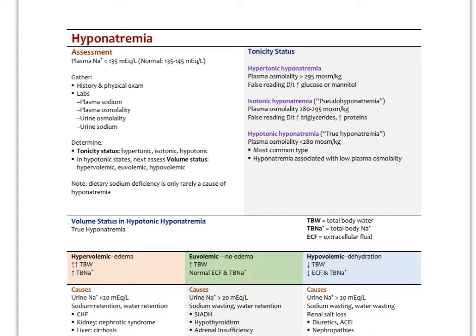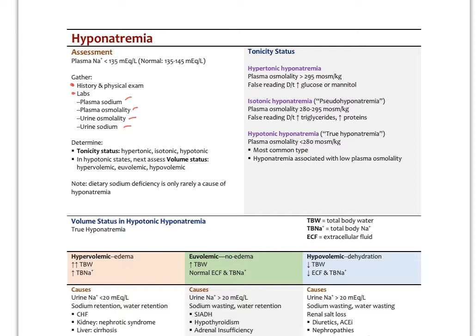One is to gather a complete history and physical exam. So I'm going to do a neurological assessment, everything else. I'm going to collect labs, specifically plasma sodium. So again, the CMP includes the sodium, but we're going to want to rerun that as a separate test. Plasma osmolality, urine osmolality, and urine sodium. And these four will allow us to figure out what the real cause is of the hyponatremia.